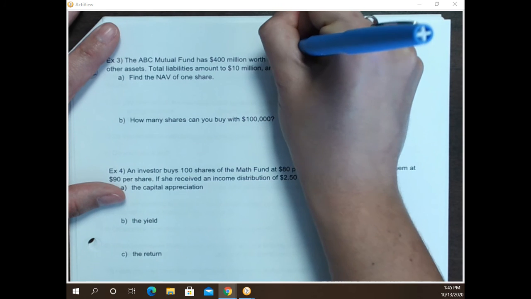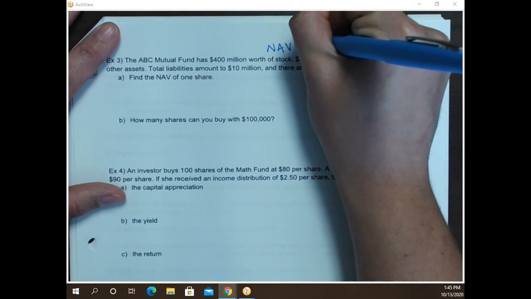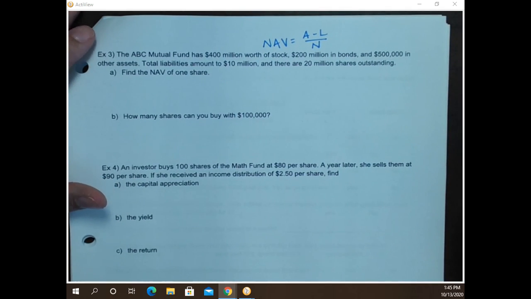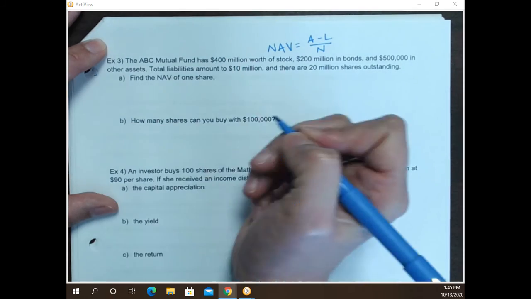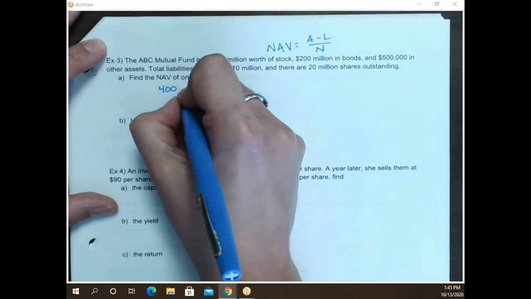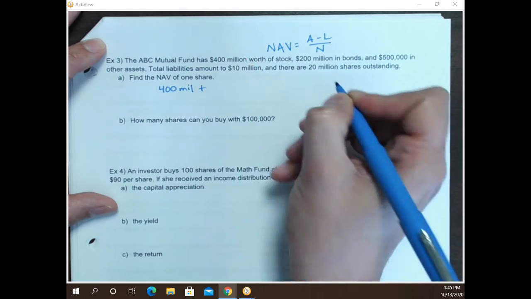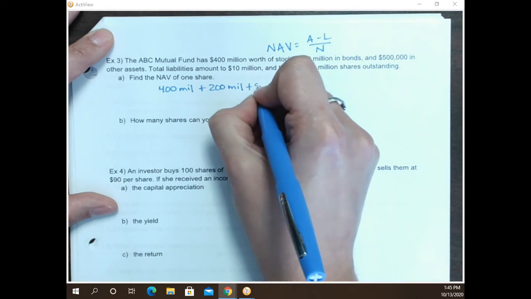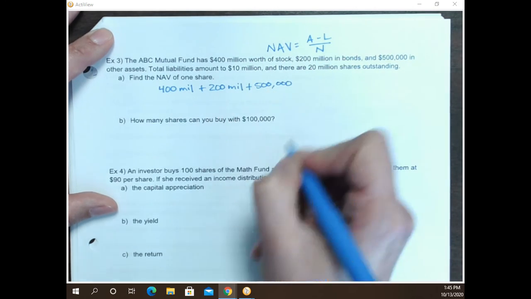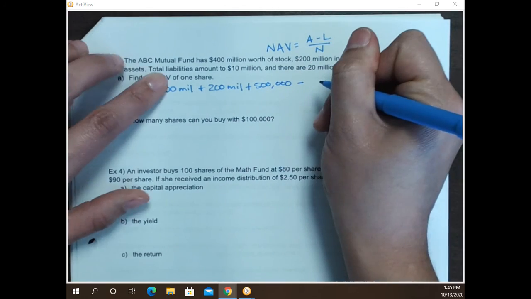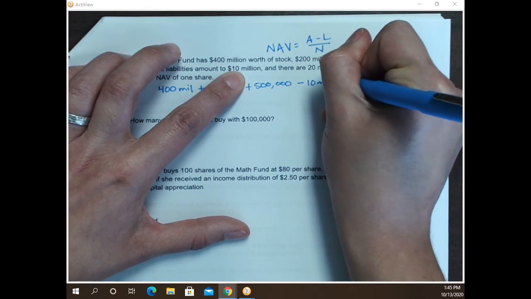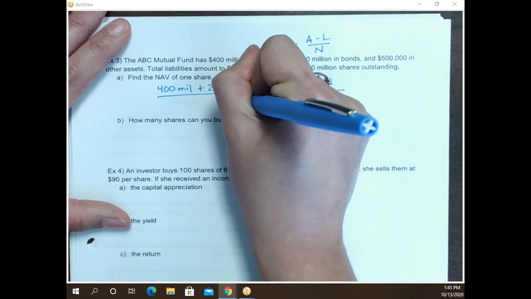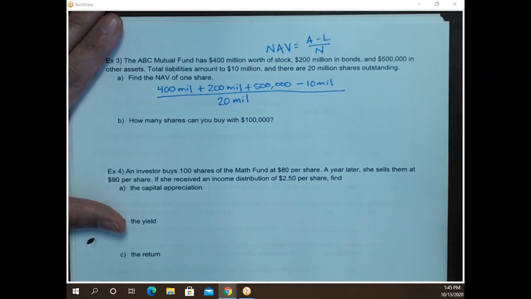Remember, we had that formula to find the NAV. It's assets minus liabilities divided by number of outstanding shares. So what we want to do is take all of our assets, our 400 million in stocks, and I'm just going to write mil here, plus 200 million in bonds, plus that 500,000 in our other assets. And then we subtract off our 10 million in liabilities and divide by the 20 million in outstanding shares.